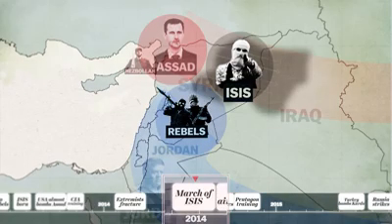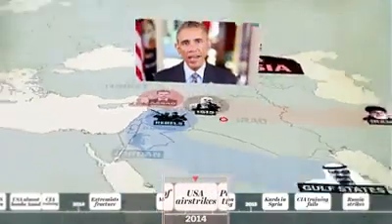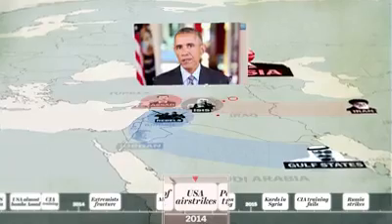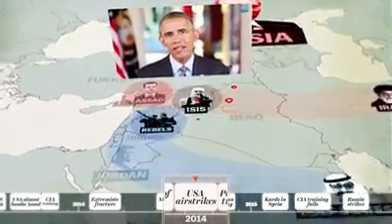In September, 1 year after the US almost bombed Assad, it begins bombing ISIS.